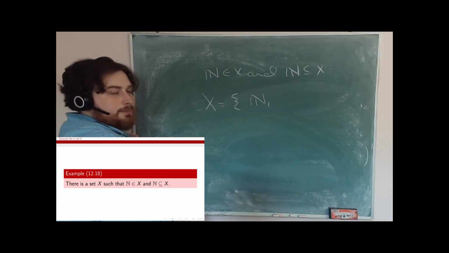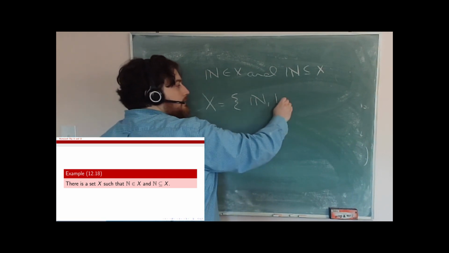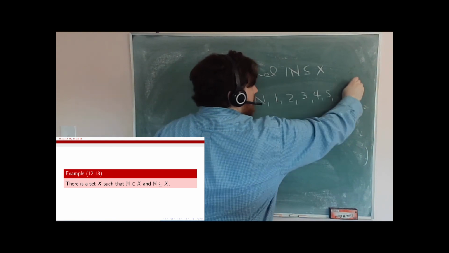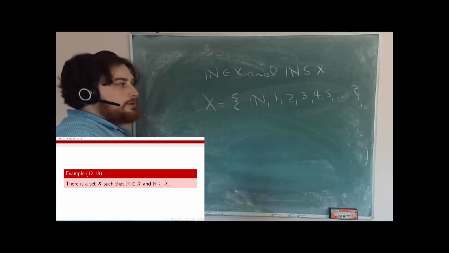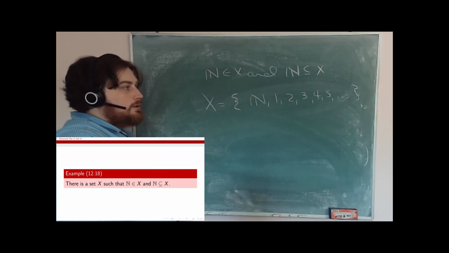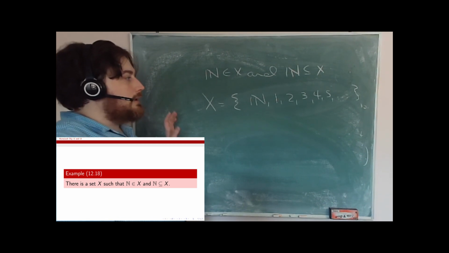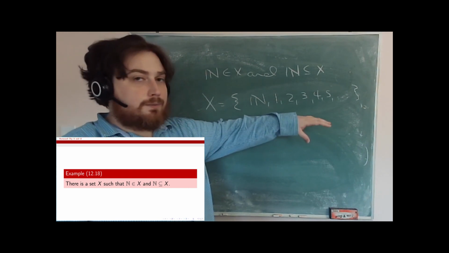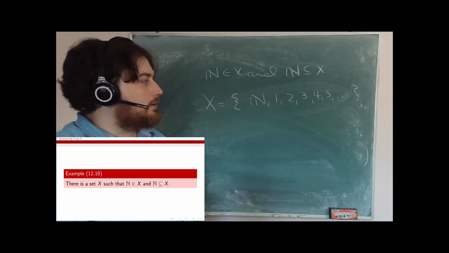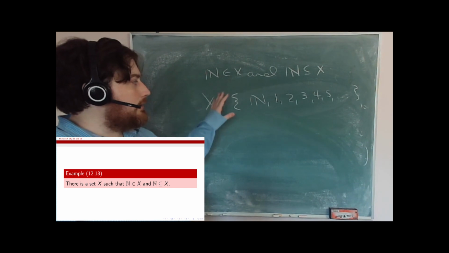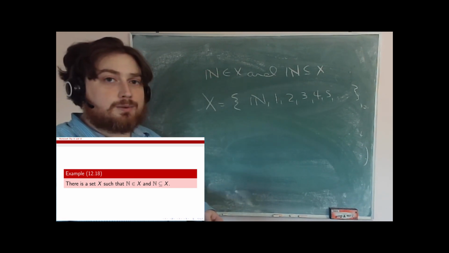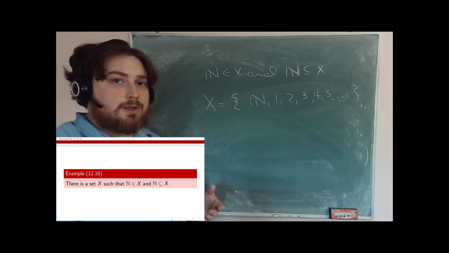Also, though, I want N to be a subset of x, so everything in N has to be in x. So I just have to put in 1, 2, 3, 4, 5, dot, dot, dot, and all the natural numbers. So what I end up with in this case is the set consisting of the natural numbers as well as 1, 2, 3, 4, 5, or all the natural numbers. And so notice I've constructed a set which N is an element and a subset of. So that is my entire proof. I found the set. That's an existence proof. I am done.